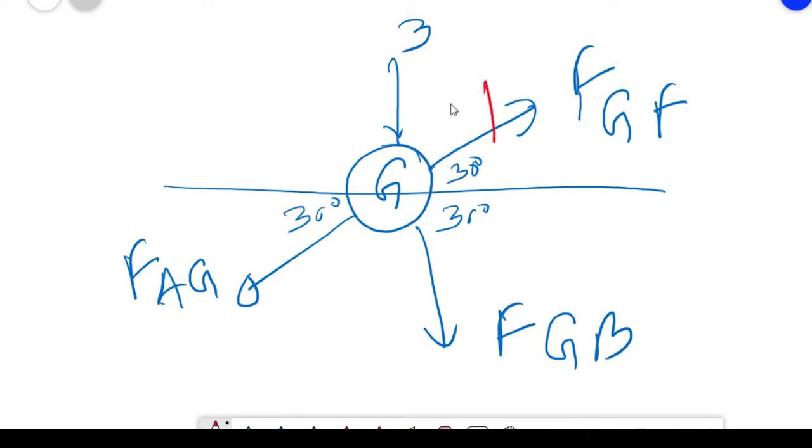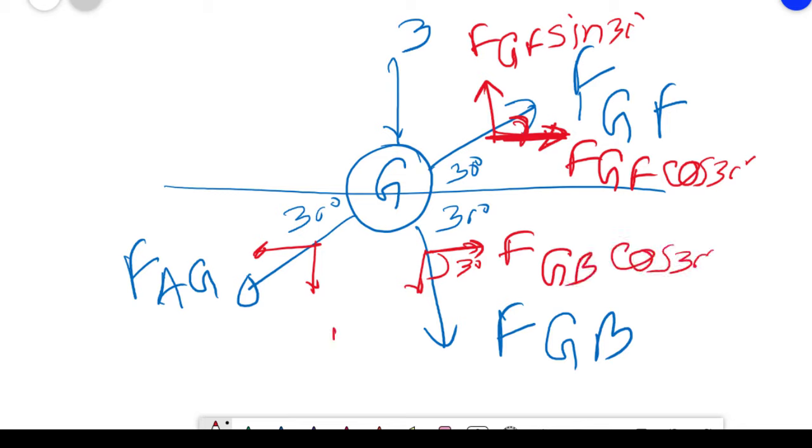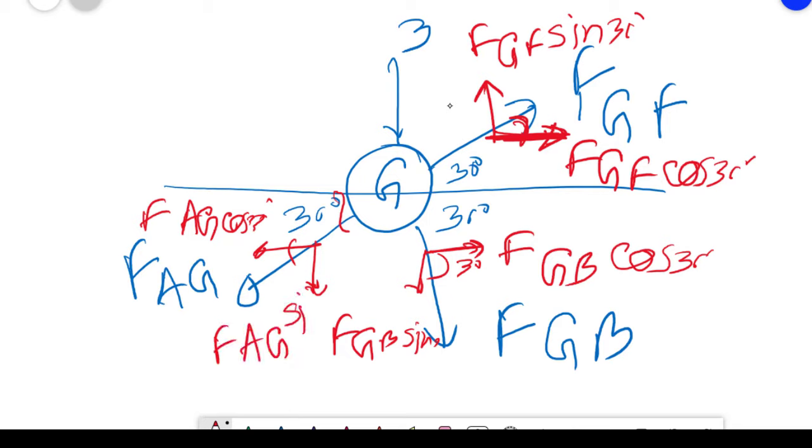Now we have to divide the forces into components. So the vertical component of FGF will be like this, and this is the horizontal component, and for this one, this is the horizontal and this is the vertical. So how will they be? This will be FGF cos 30, as this is 30. This will be FGF sin 30, as this is 30 degrees. This is FGB cos 30. This is FGB sin 30, as this is 30 degrees. So FAZ cos 30, and this will be FAZ sin 30.